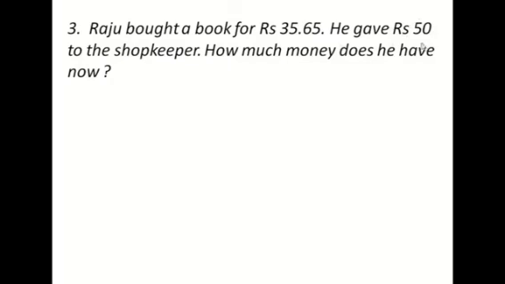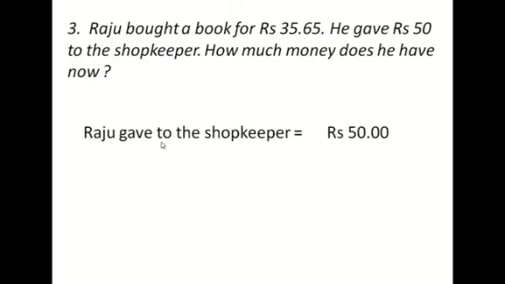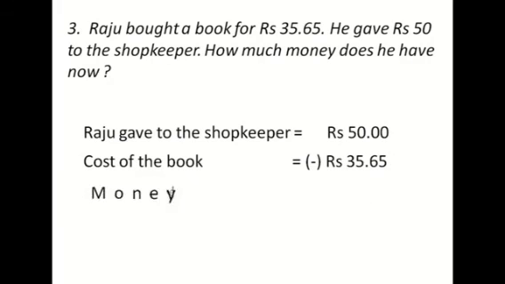So please carry on. Here we have to do subtraction. So 35.65 will be subtracted from 50. So 50 means we have to write 50.00. Raju gave to the shopkeeper rupees 50.00. Cost of one book, it is rupees 35.65. So they are like decimals right now. So money left with him.